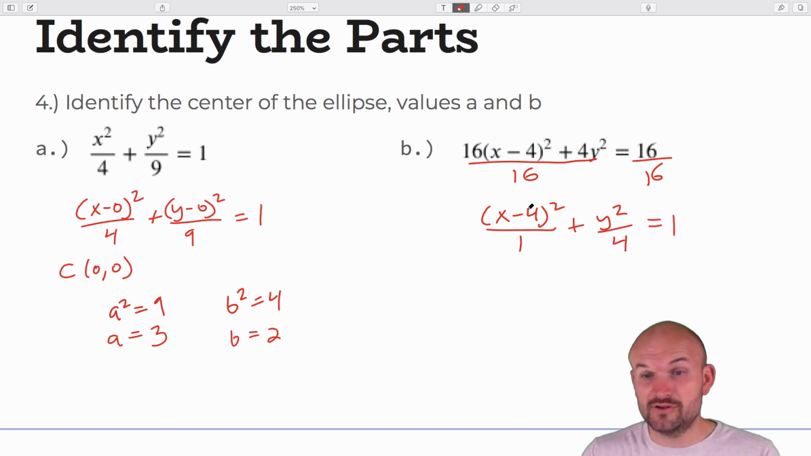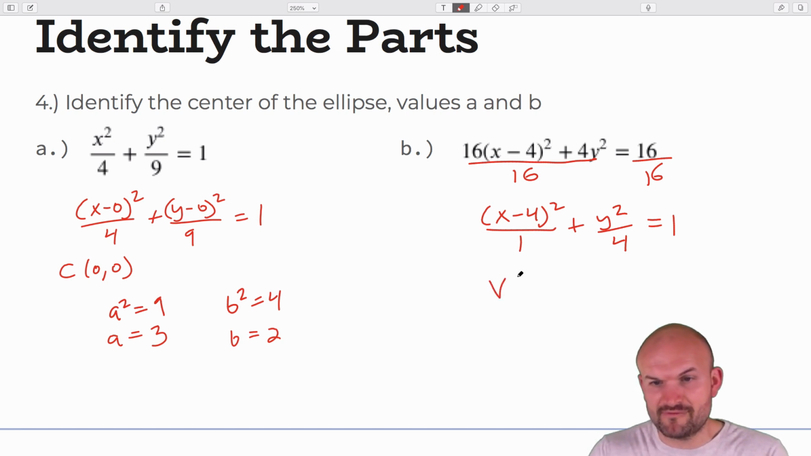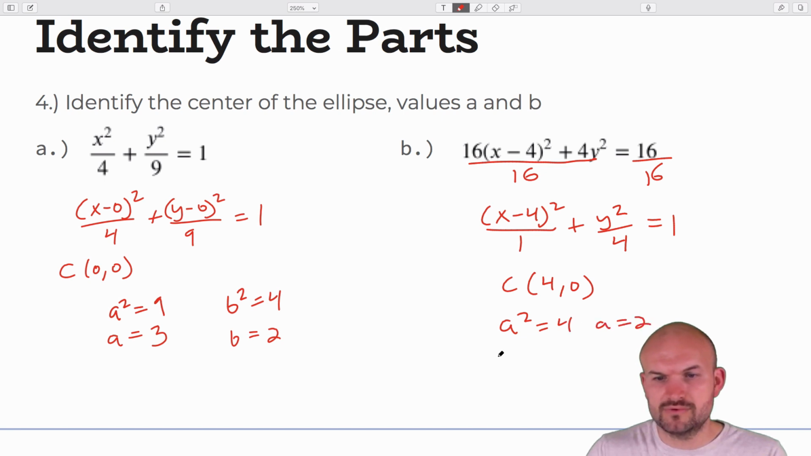Okay, and now you can, again, see that I don't have a value for y, and that's perfectly fine. But my vertex here is, no, see, I did it. I told you I was going to do it. My center here is going to be 4, 0. And then my a squared is equal to 4. So therefore, a is equal to 2. And my b squared is going to equal 1. So b is equal to 1.